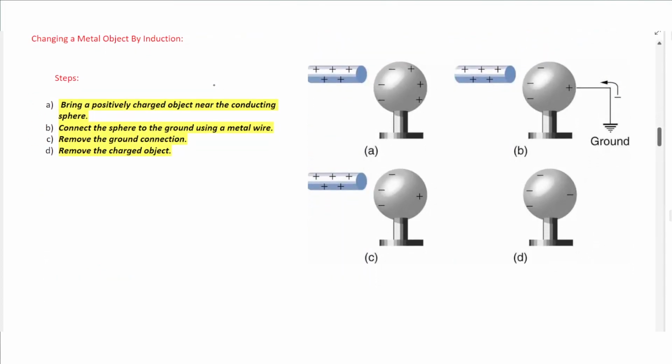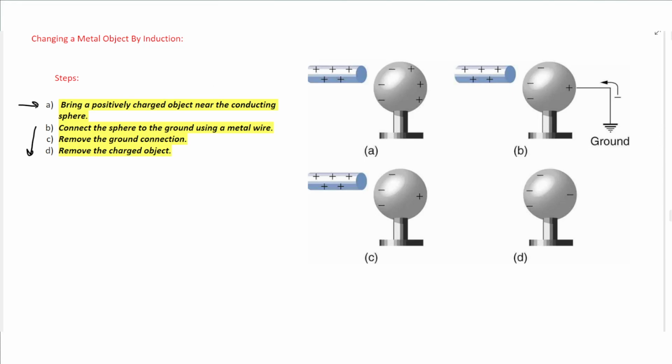Sometimes you are required to say what will you do next to make the object charged. You only separated the charge inside the object, but still the amount of charges, positive and negative, in the object are still the same. So the object is still neutral. But to continue to charge the object, there are several steps.